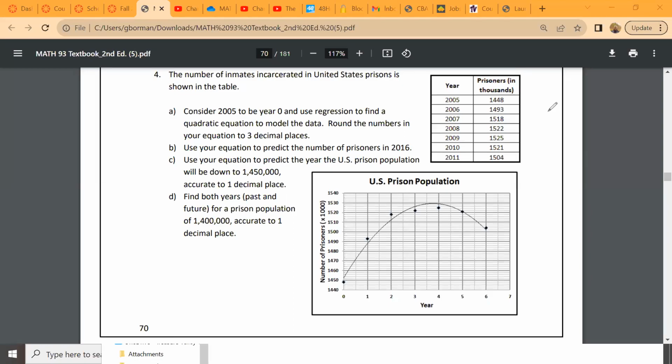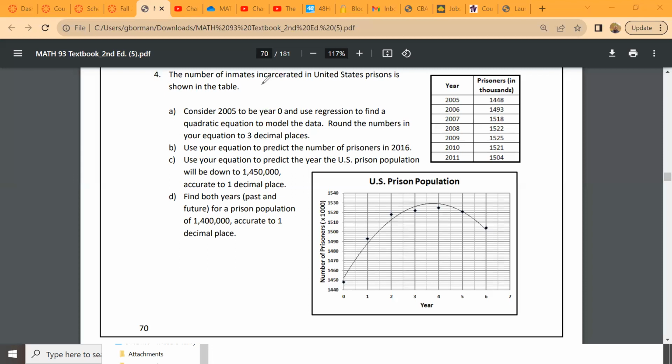And look at this. It's the same data from section 2.2. I've already got it in my calculator. You probably don't, but that's okay. I can live with that. The number of inmates incarcerated is the same as in the last problem. Once again, year number zero, but this time 2005 is year number zero.